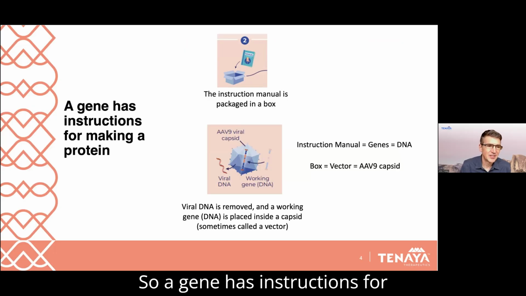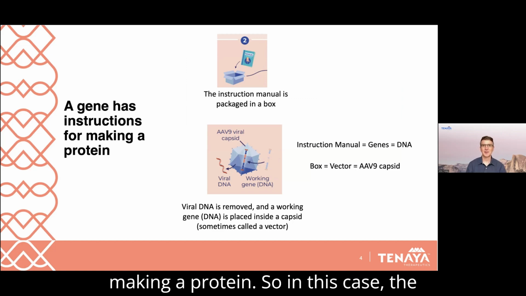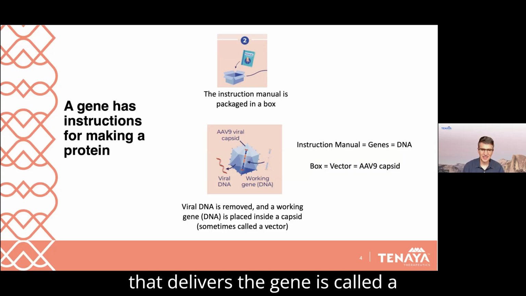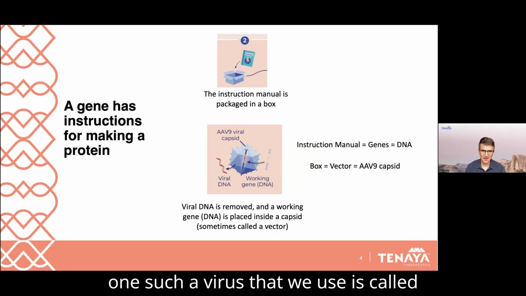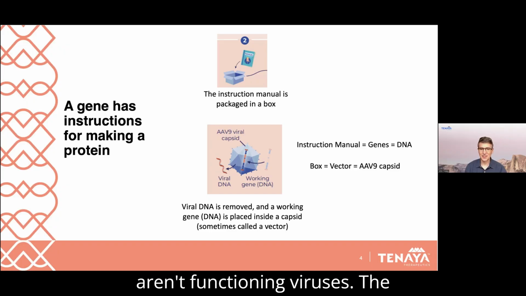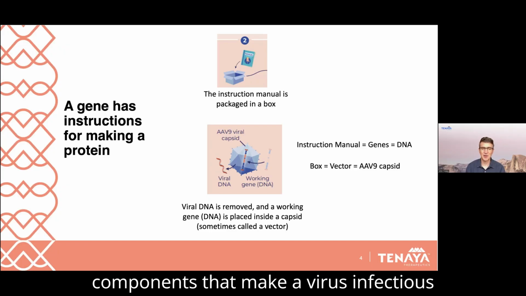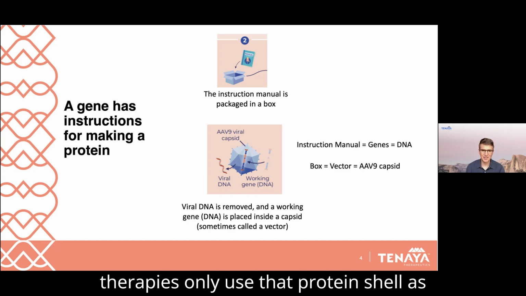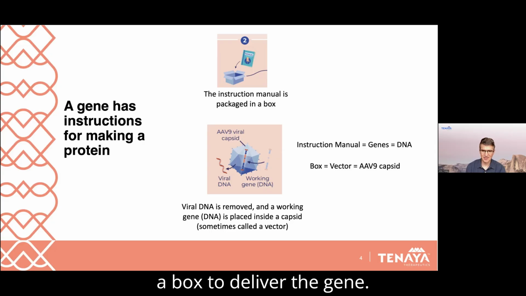So a gene has instructions for making a protein. So in this case, the DNA has the gene. The DNA is the manual. And the box that delivers the gene is called a vector or a capsid. These are derived from viruses, and one such virus that we use is called AAV9. Now, these aren't functioning viruses. The components that make a virus infectious are removed, specifically the DNA specific to that virus. And gene therapies only use that protein shell as a box to deliver the gene.